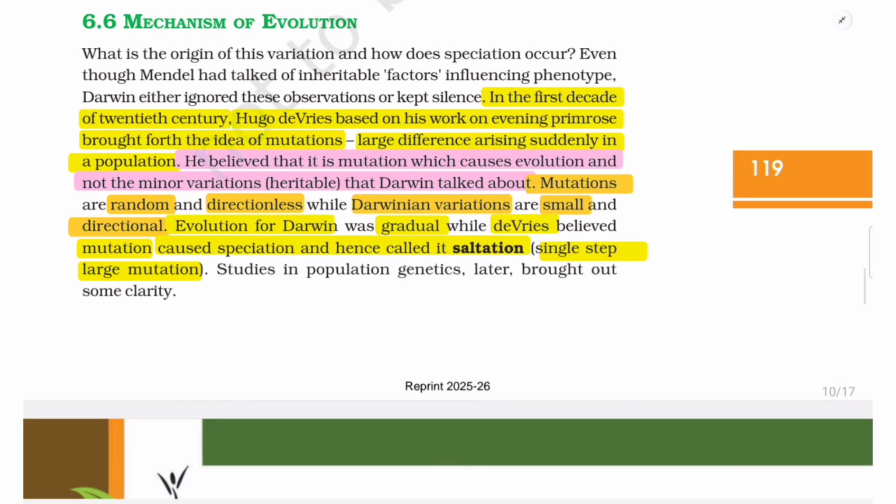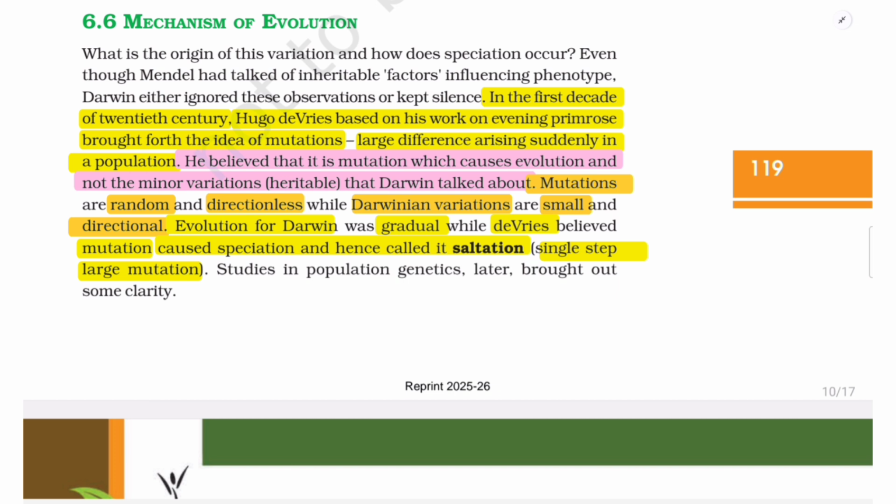6.6 Mechanism of Evolution. What is the origin of this variation and how does speciation occur? Even though Mendel had talked of inheritable factors influencing phenotype, Darwin either ignored these observations or kept silent. In the first decade of the 20th century, Hugo de Vries, based on his work on evening primrose, brought forth the idea of mutations, large differences arising suddenly in a population.